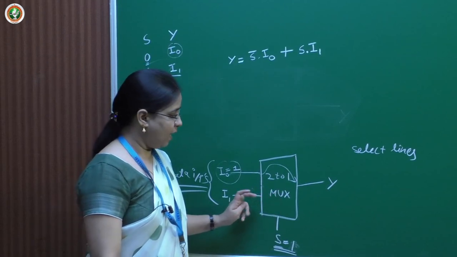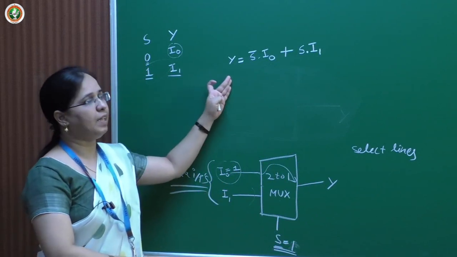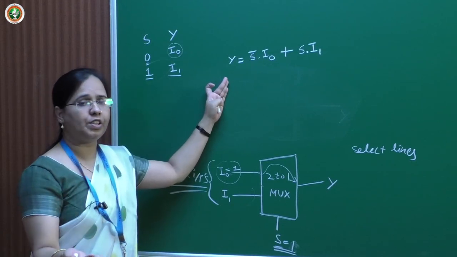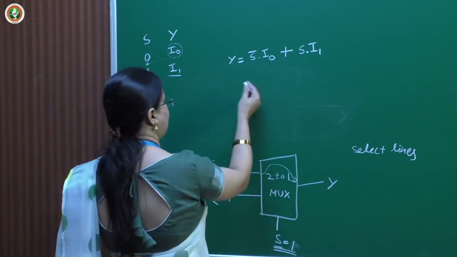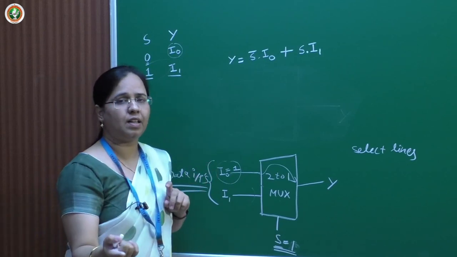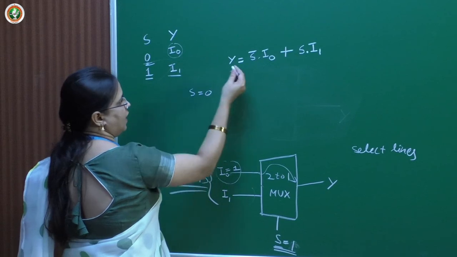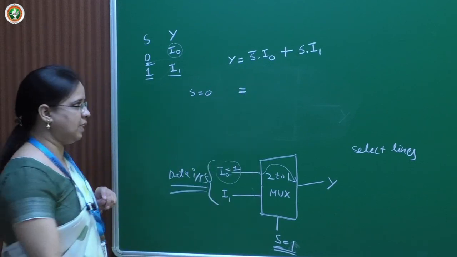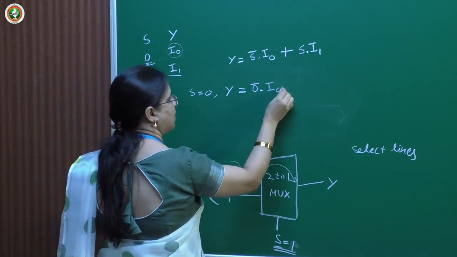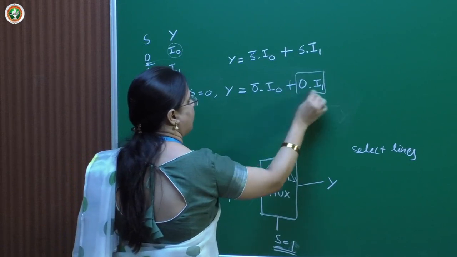So now let us check whether the concept I have explained here is satisfied with the help of the Boolean expression. We can verify this with the Boolean expression or even the logic diagram. First I want to check with the Boolean expression, and once we are done with this, we'll check with the logic circuit. So I will substitute the value of S as 0 in this equation. When I substitute S as 0, what will be the Y value? I am going to get 0 dash and I naught plus 0 and I 1. Obviously this term will become 0.